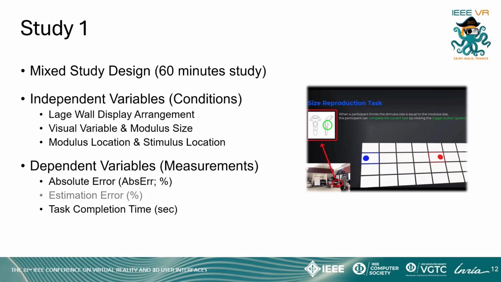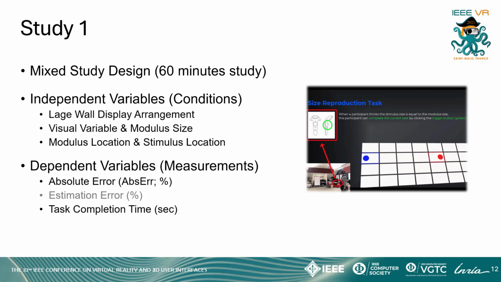The first study adopted a mixed study design. It has 5 independent variables, and they will be introduced in the following slides. The large world display arrangement factor is a between-subject factor, and the others are within-subject factors.